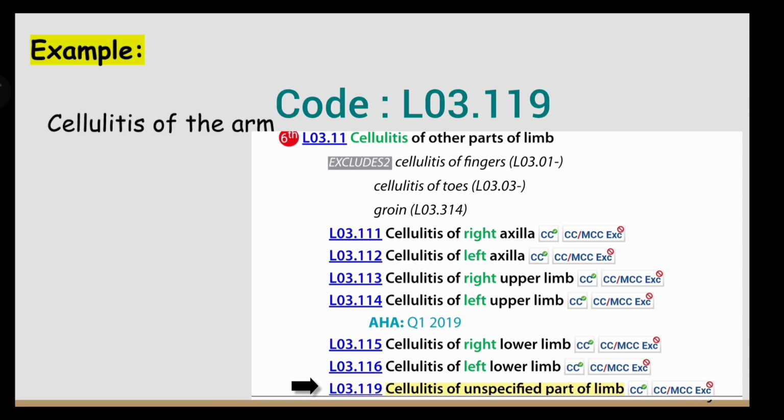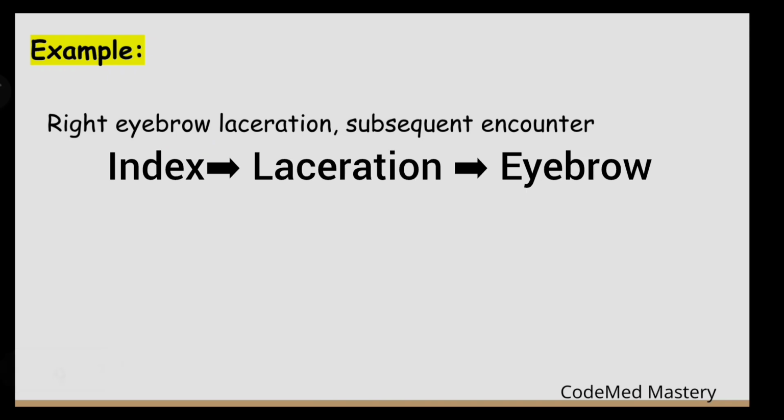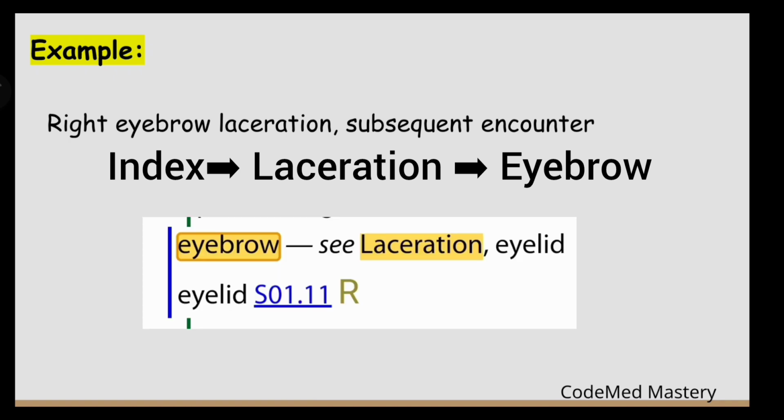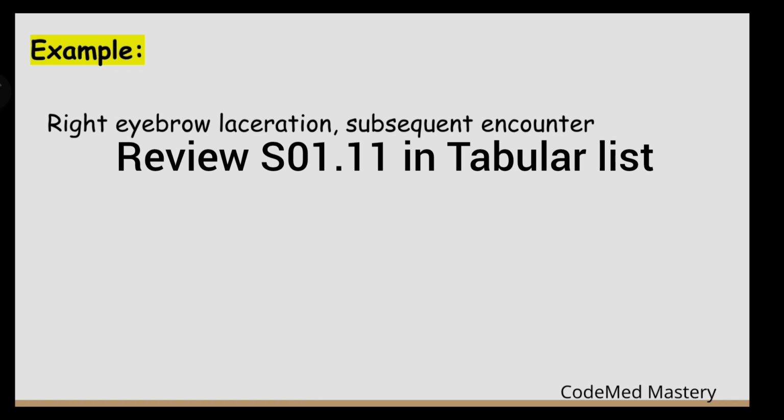Let us see another example. Right eyebrow laceration, subsequent encounter. So here the main term is laceration, right? Here the laceration is in the eyebrow, so we have to check laceration, eyebrow. They have mentioned see laceration, eyelid. When we check eyelid, the code is S01.11. And also they have mentioned a dash, so it indicates the code is incomplete. Let us review the code in the tabular list.